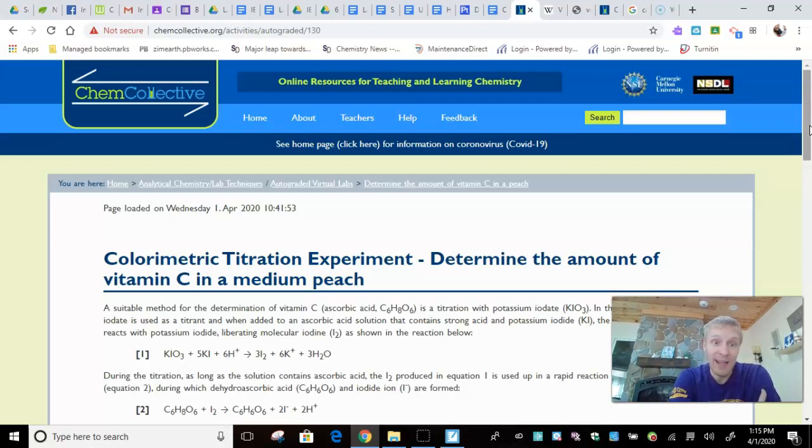So I did find this really cool lab, and instead of oranges, they're focusing on peaches. And instead of vitamin C tablets, they just have a standard solution of the vitamin C, also known as ascorbic acid.